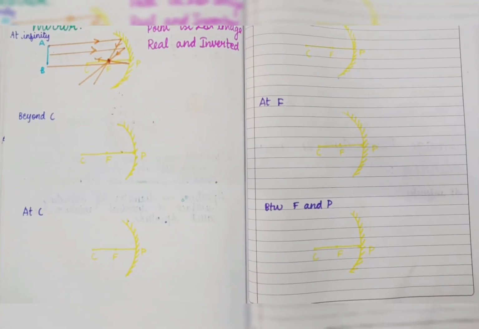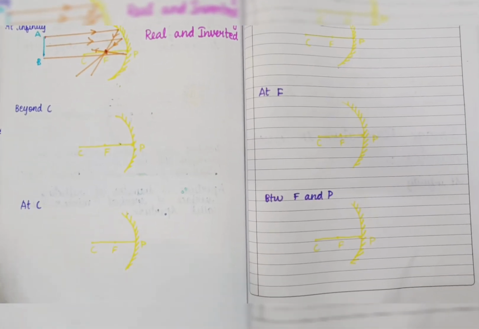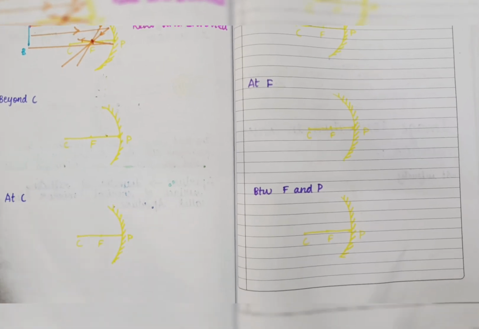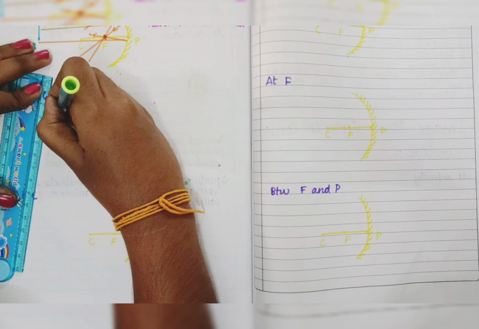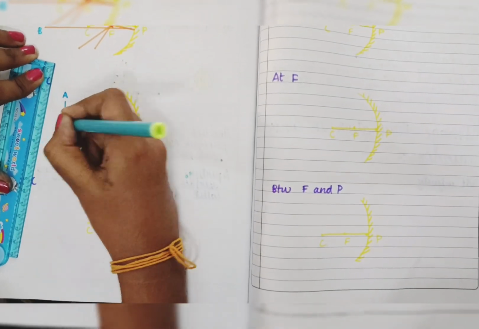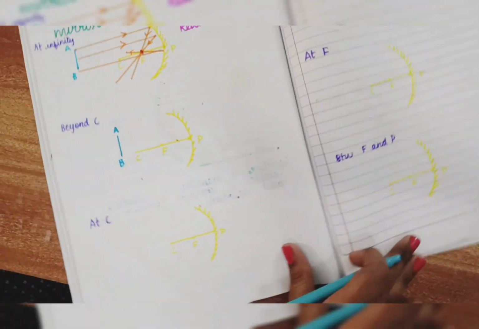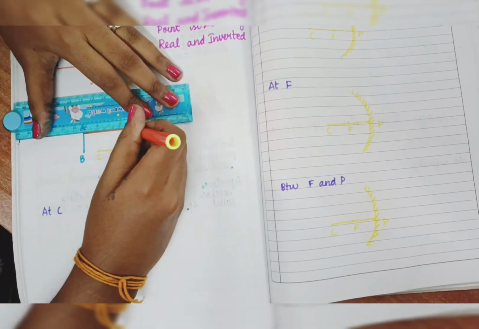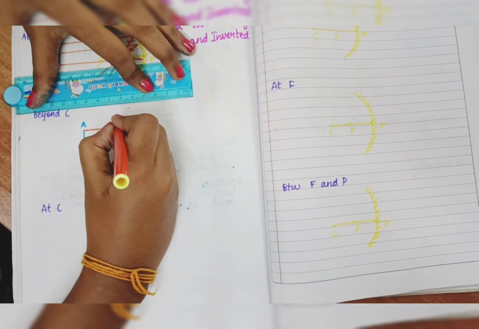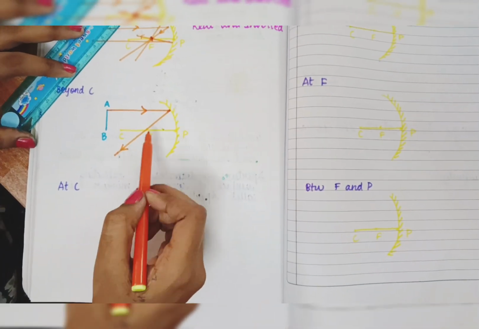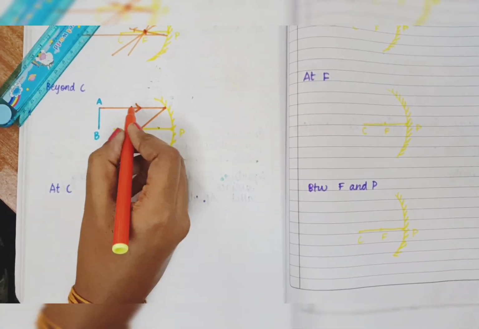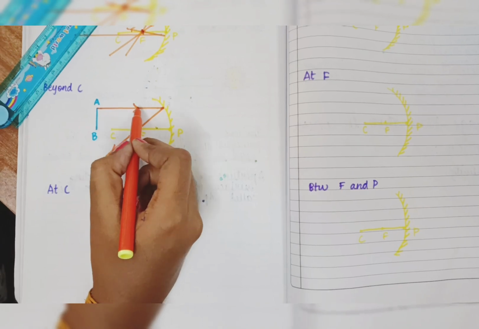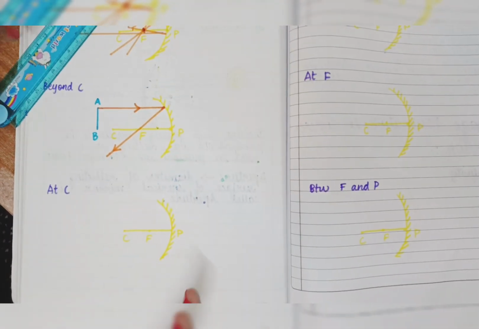Let's see what if the object is placed beyond C. C is nothing but the curvature. Never forget to name the object. The incident ray is passing parallel and the reflected ray is passing through focus. You should always remember to put these arrows. This is the incident ray and this is the reflected ray.